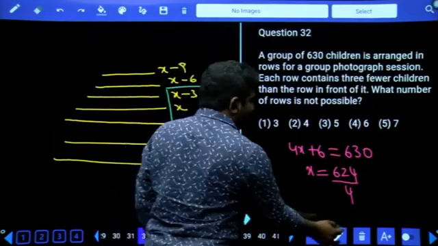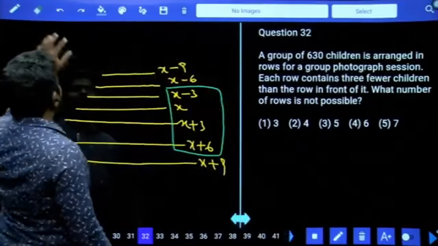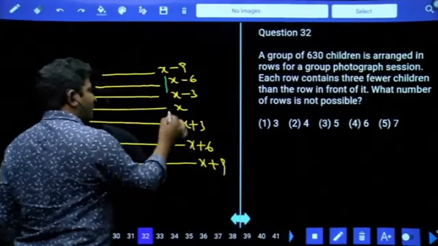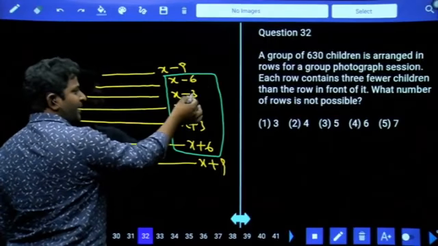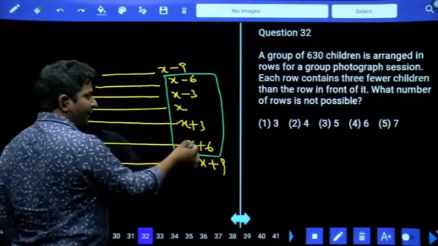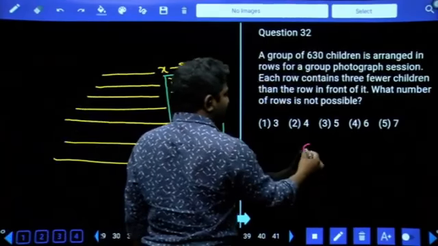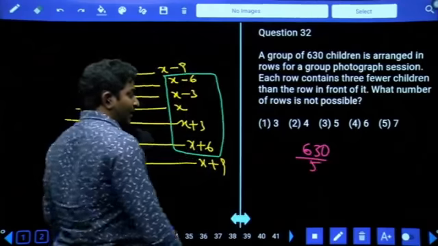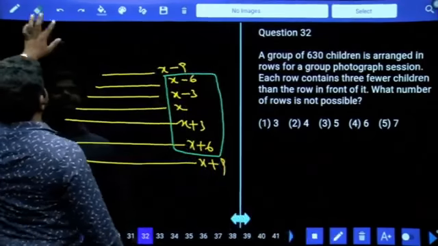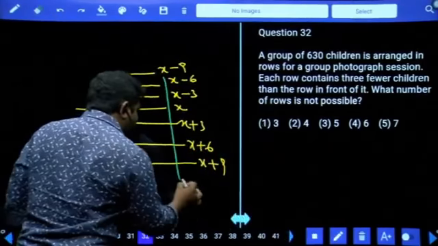4 is also possible. Now, if there are 5 rows, 5 rows in the sense, consider like this. Minus 6 plus 6 minus 3 plus 3 gets cancelled. 5x is equal to 630, x is equal to 630 by 5. Again, this is possible.